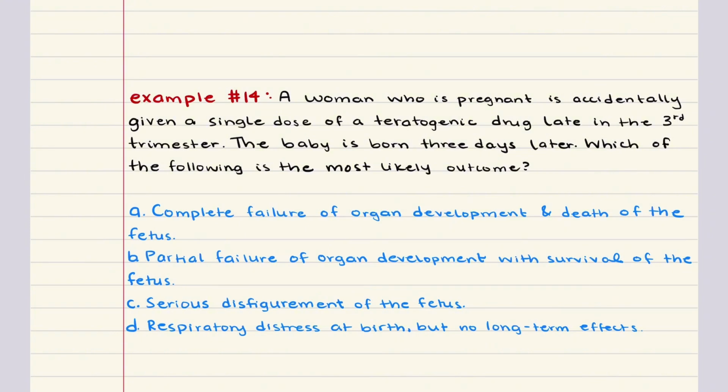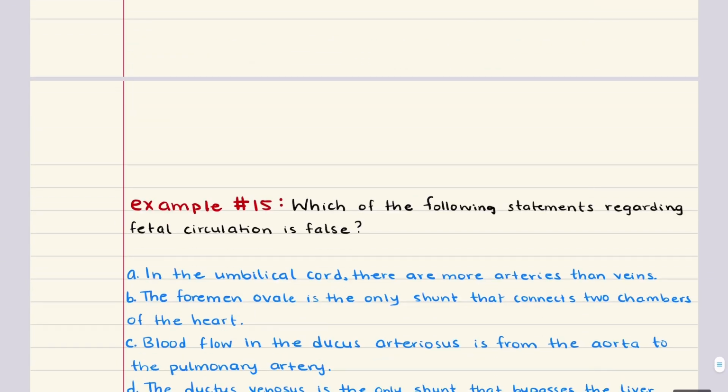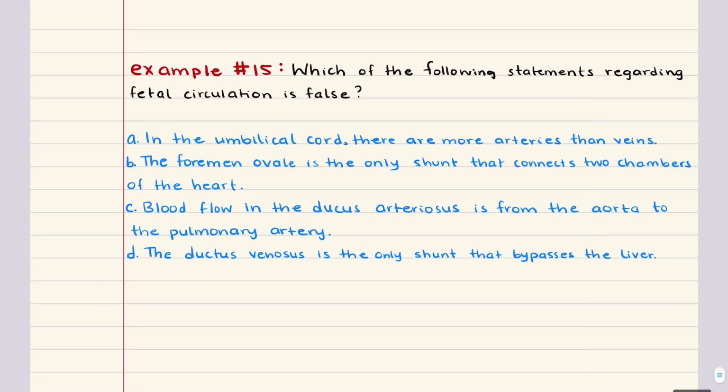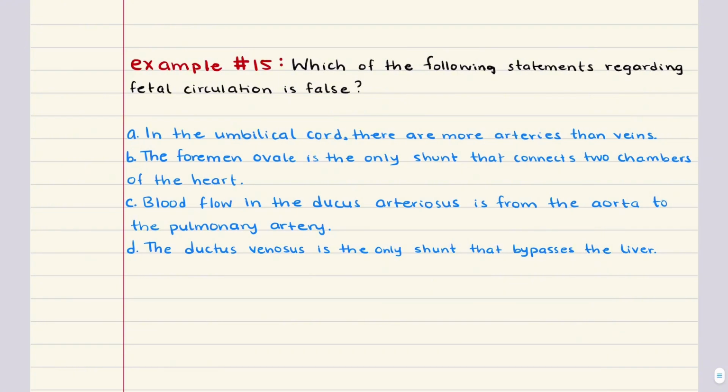However, some systems, like the lungs and brain, are still maturing, so they can be temporarily affected. So that's why the most likely outcome here is going to be choice D, respiratory distress at birth, but no long-term effects. With that, we can move into our last and final problem. Problem 15 says, which of the following statements regarding fetal circulation is false?